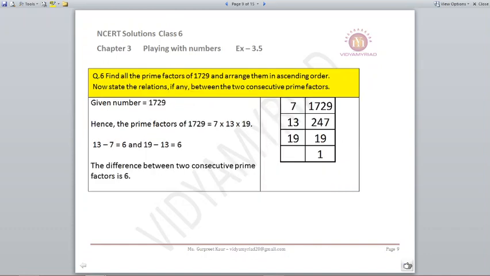Question number 6. Find all the prime factors of 1729. So 1729, first start with 2, it will not go on 2. Then try 3, it will not go on 3. Then try with 5, the ones place should be either 0 or 5, then only it will go on 5. Then try with 7, it is divisible by 7, then 13, then 19, and at last you reach 1. So the prime factors are 7 into 13 into 19, and the difference between them is 6.